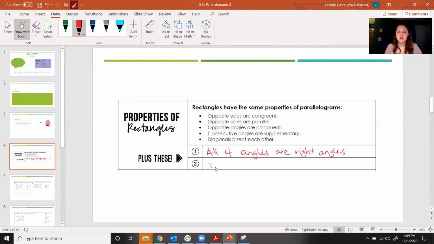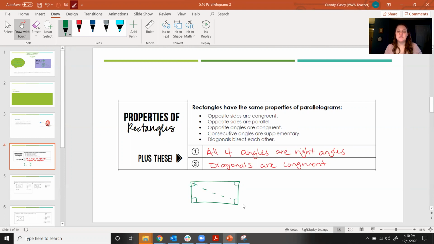And the diagonals are congruent. So not only do the diagonals bisect each other, but the diagonals are also congruent. So if I were to draw a picture of that, this would have every property of a parallelogram. And in addition to those properties, I would have four right angles.